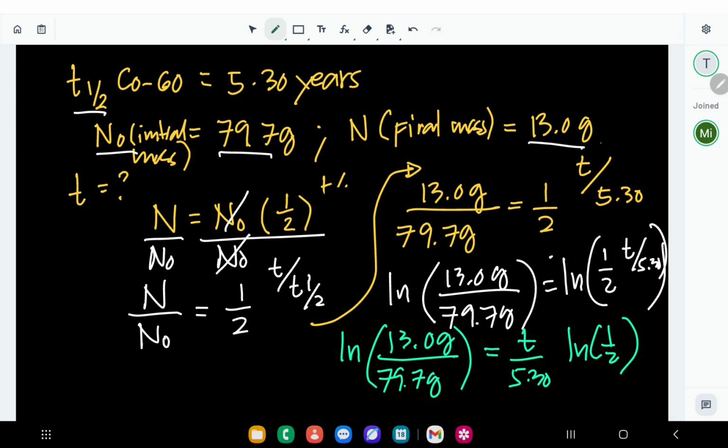But what is n here? I'm curious, what is n? Number of half-lives. So n here is t over t sub 1/2. So that would be 13.9 divided by 5.3. So that is 2.62. You answered correctly.